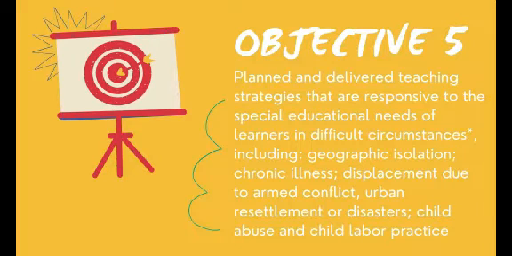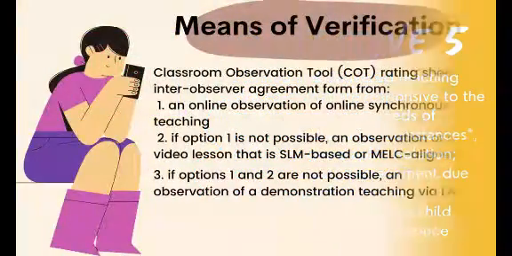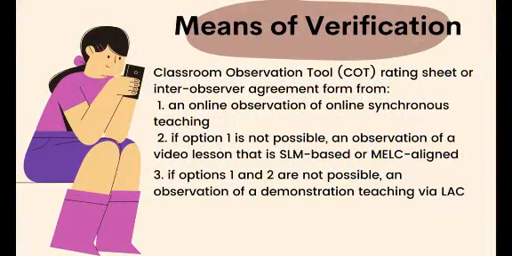Objective 5: Planned and delivered teaching strategies that are responsive to the special educational needs of learners in difficult circumstances, including geographic isolation, chronic illness, displacement due to armed conflict, urban resettlement or disasters, child abuse, and child labor practice. Means of verification.